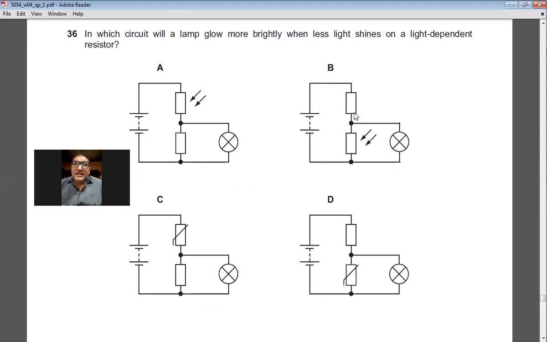Here on R1, we have a fixed resistor. On R2, we have the LDR. When the light decreases, the resistance of R2 will increase. When the resistance of R2 increases, the voltage drop here will increase. And so the lamp will become brighter.